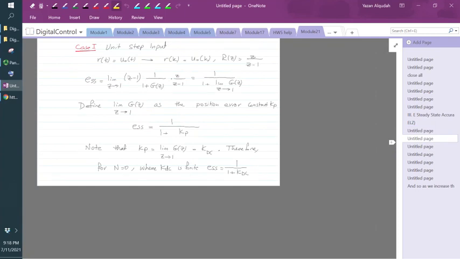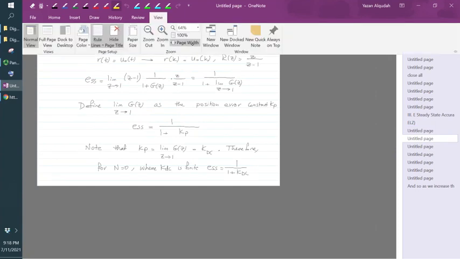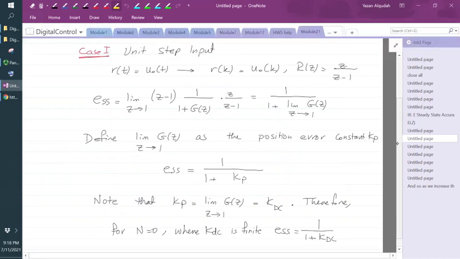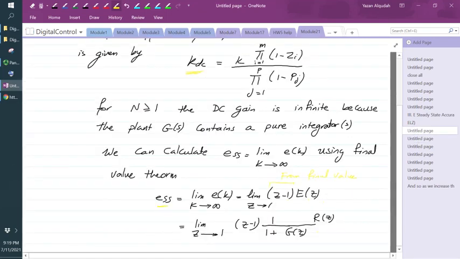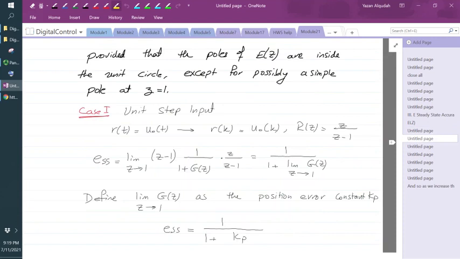So let's look at what happens for different inputs that we apply to the system and what is the value of this steady state error. Now, just a word of caution: we can use this final value theorem that we just stated here, provided that all the poles of E of z are inside the unit circle, except for possibly a simple pole at z equal to 1.